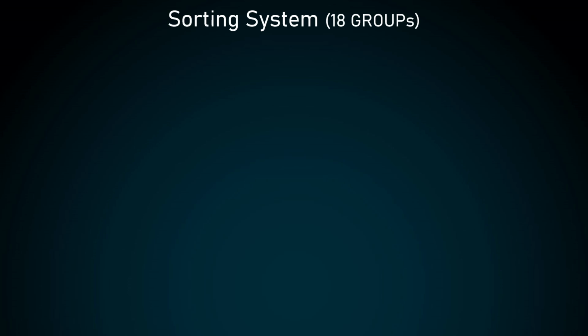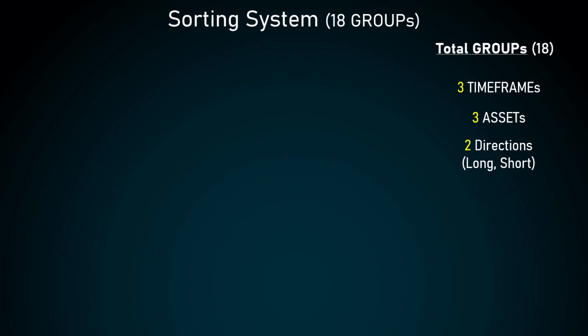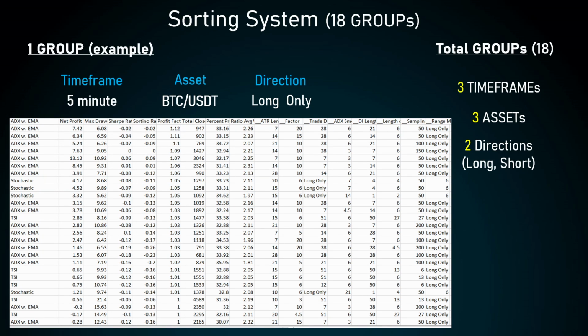To sort the 27,000 backtests, I created 18 groups. And that's because I have tested 3 timeframes, 3 assets and 2 directions. So 3 times 3 times 2 is 18. Here you can see an example group of the 5-minute chart on BTC USDT with long only direction. In each of these groups I put all the momentum indicators results that were tested on this combination. You will see why we need these groups on the next slide, the ranking system.